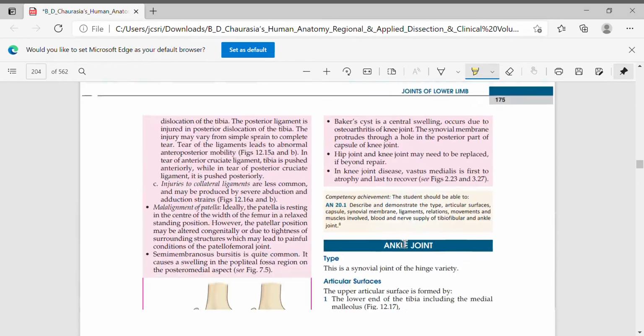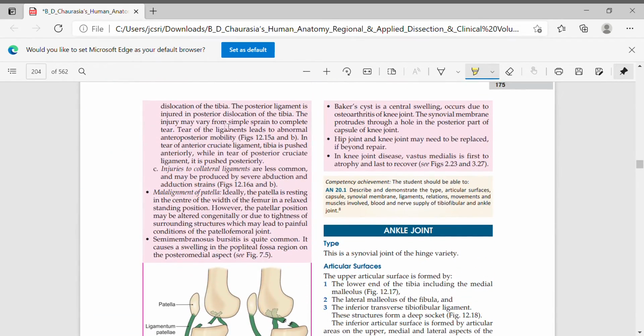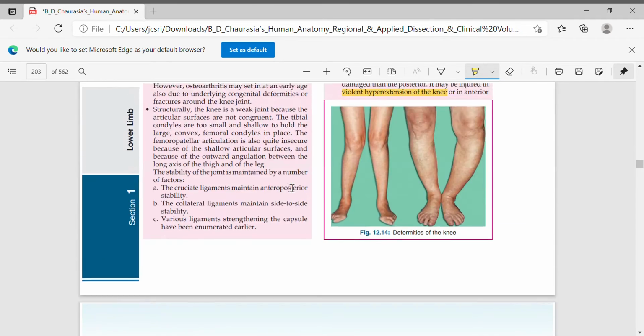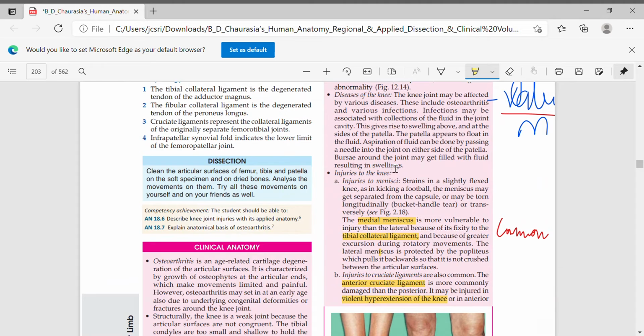Okay, so the medial collateral ligaments are generally affected by the abduction and the adduction strains. That is the medial collateral ligament affected, whereas the meniscus is affected in strains in a slightly flexed knee. Flexion will cause the menisci to get affected.